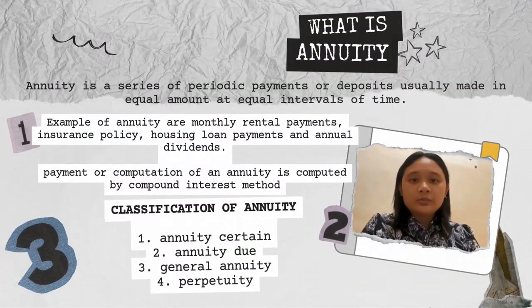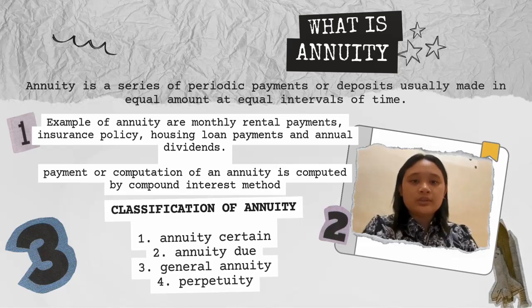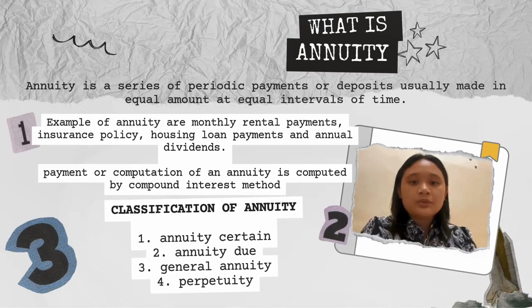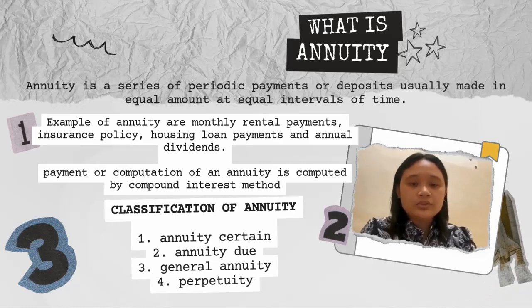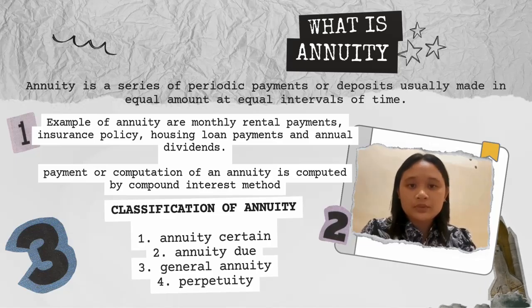Now I'm going to explain annuity. Annuity is a series of periodic payments or deposits, usually made in equal amounts at equal intervals of time. Examples of annuity are rent payments, insurance policy, housing loan payments, and annual dividends. The computation of an annuity uses the compound interest method. Classification of annuity: 1. Annuity certain, 2. Annuity due, 3. General annuity, 4. Perpetuity.